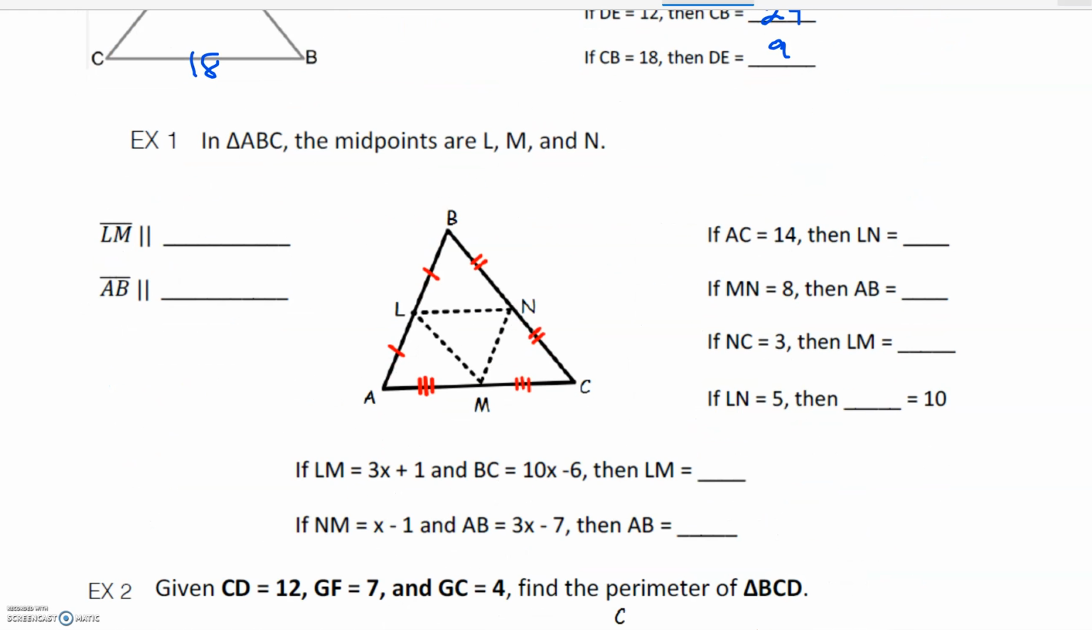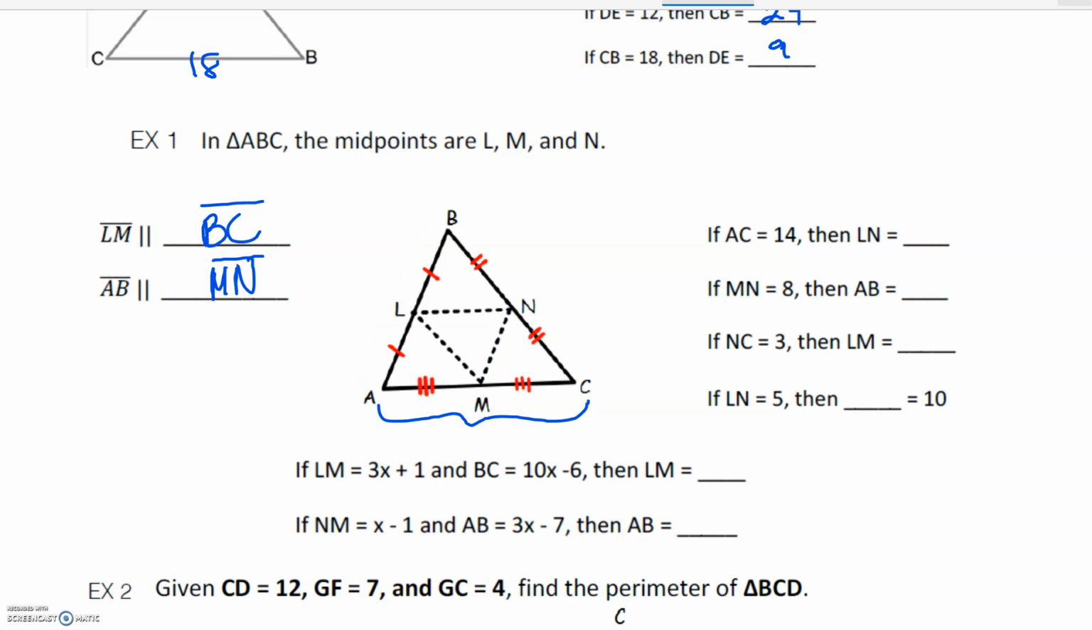What would be parallel to LM? Well, this one, BC. Go ahead and fill in what would be parallel to AB, what segment? The mid-segment here, MN, is hopefully what you got. Now let's fill in some pieces.